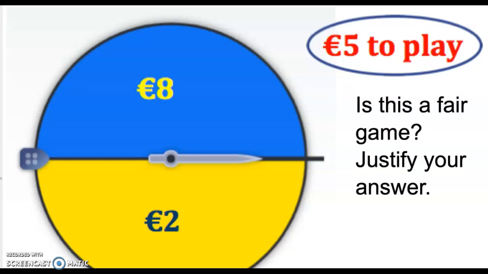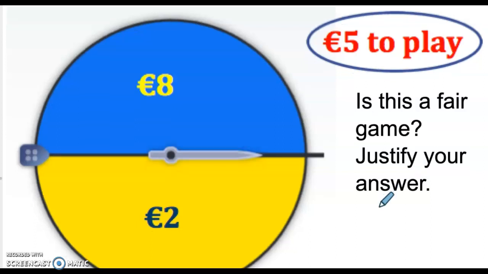This time it's a spinner game. There is a cost to play, it's €5. If you land on blue, you get €8. If you land on yellow, you get €2. And they're asking us, is this a fair game? Justify your answer. So take a minute and try to do this question, and then replay the video to get the answer to it.